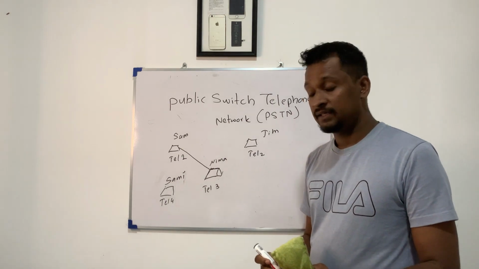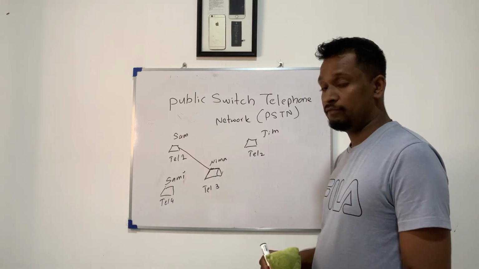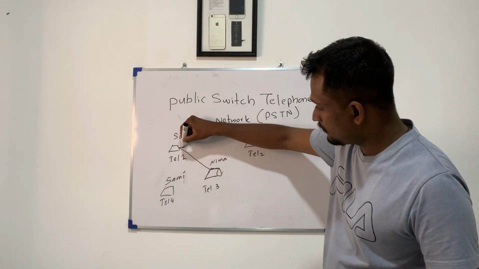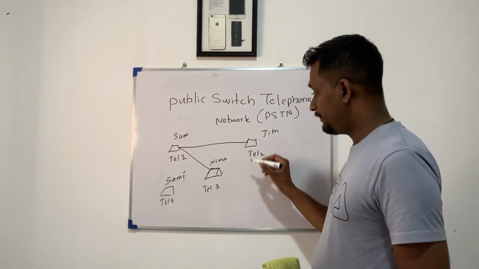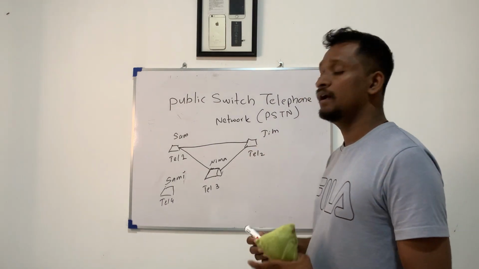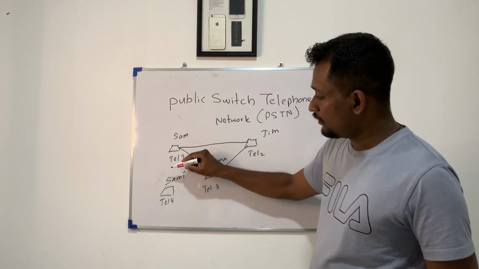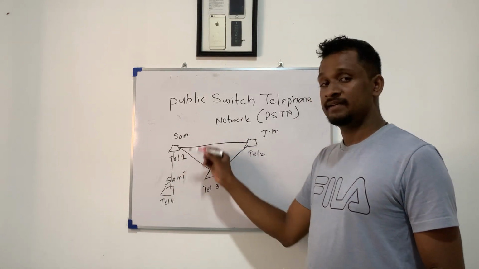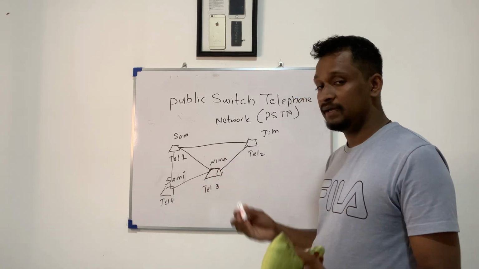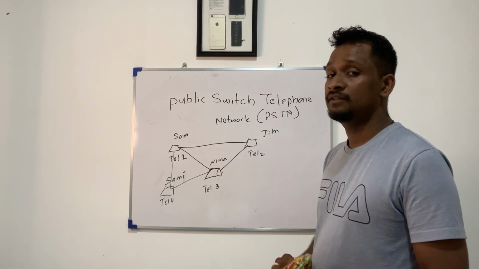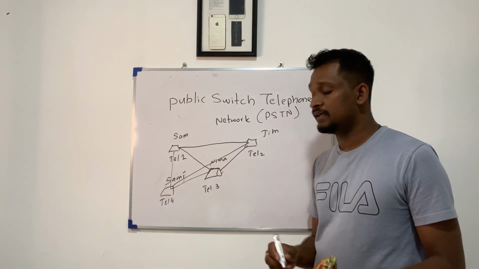When Sam wants to make a call to Nima, we have to connect those two telephones together using a cable. And if Sam wants to call Jim, we have to connect these two telephones using a cable. If Jim wants to call Nima, we connect those two using a cable. And if Sammy wants to call Sam, it is connected using a cable. If Sammy wants to call Nima, another cable connects those. If Sammy wants to call Jim, it is another connection.